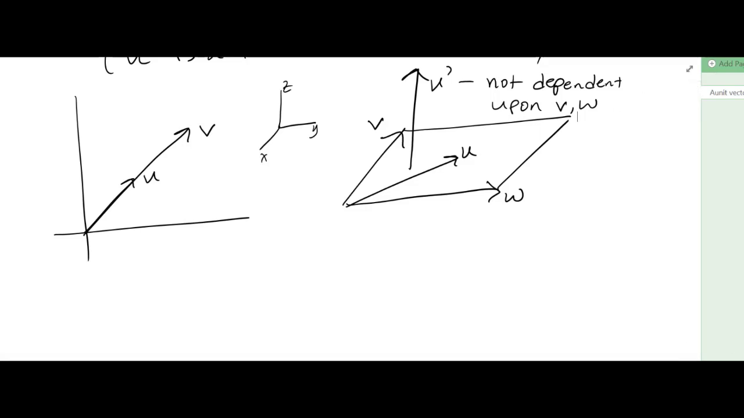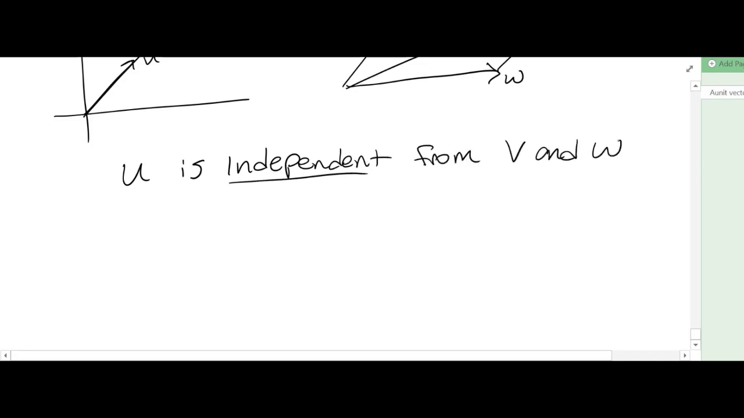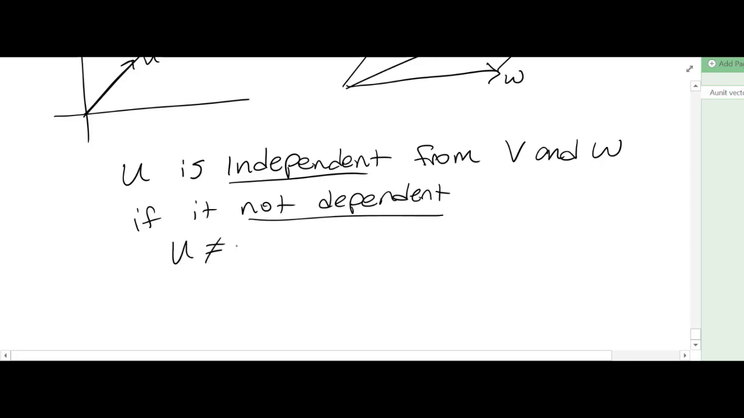And then to define independence, you just say a vector is independent from some other vectors if it's not dependent upon them. So U is independent from V and W if it is not dependent. Makes sense? So it's not a linear combination of V and W for any scalars.